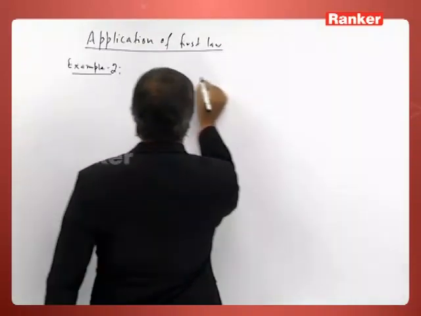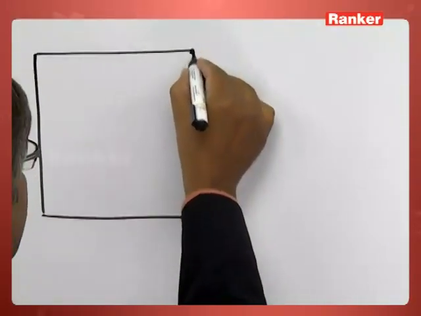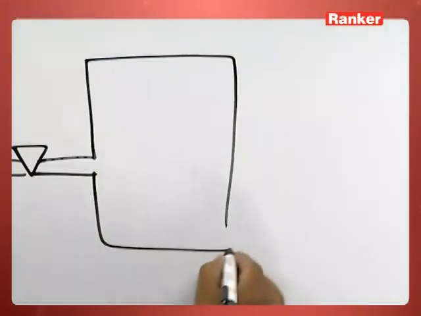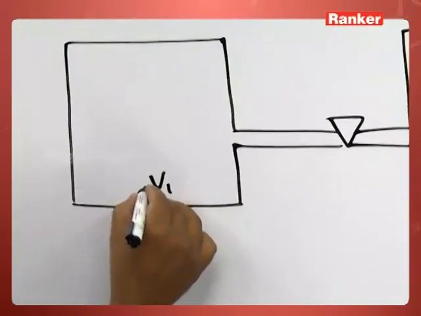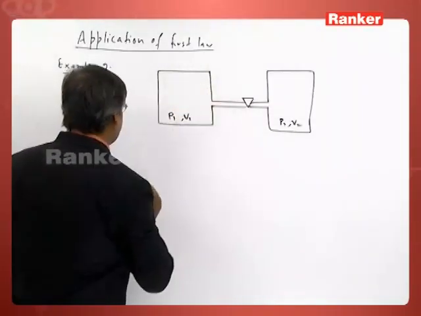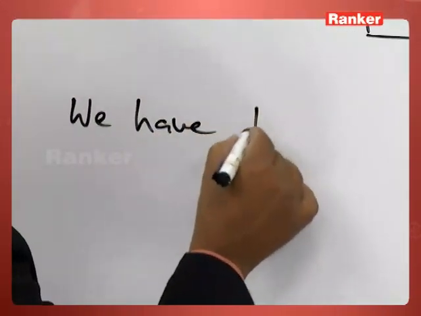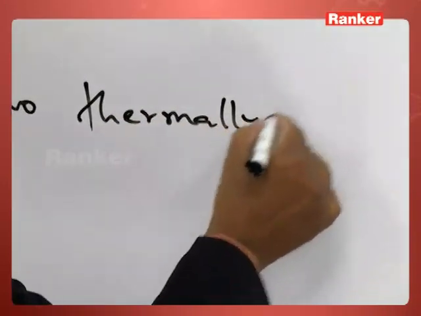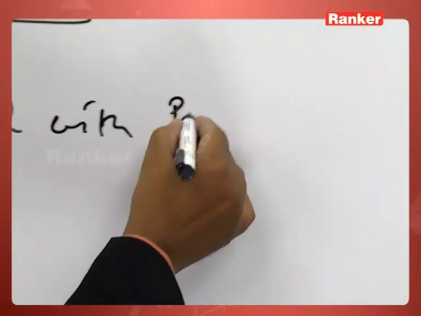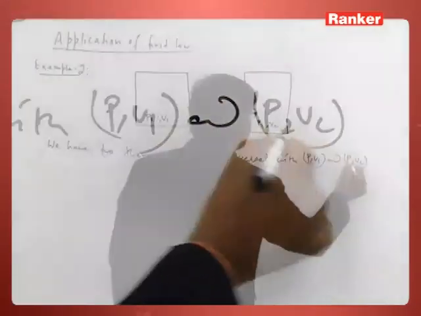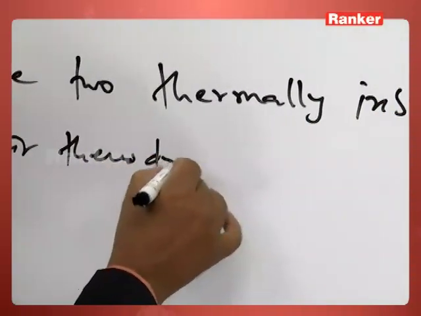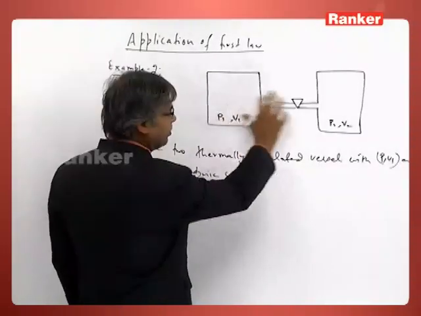So this is the expression. Now let us take up another example. We have two thermally insulated vessels, and there is a valve connected so that they can communicate. Here the volume is V1 and the pressure of the gas inside is P1, and it is P2 and V2. They are thermally insulated. So we have two thermally insulated vessels with P1 V1 and P2 V2 as their thermodynamic coordinates. That means the conditions are here P1 V1 and P2 V2.